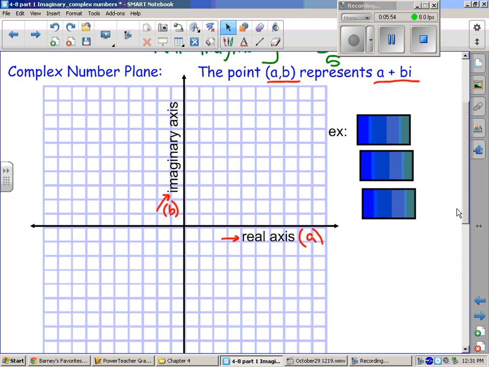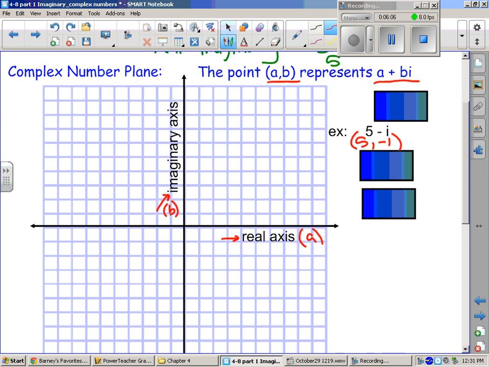So I have a couple examples on the side here. I'm just going to move those out of the way. So 5, and then the imaginary part is actually -1. So the real part, or the a part, is 5, and the imaginary part is -1. So graph it just like a normal point. Here's 5, here's -1. There's my dot. (5, -1), which represents the complex number 5 minus i.